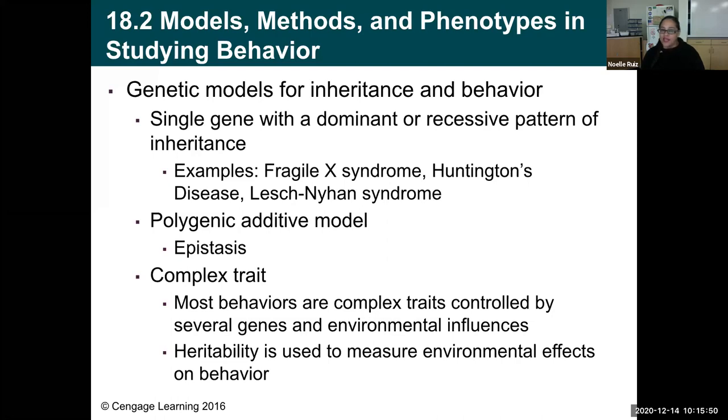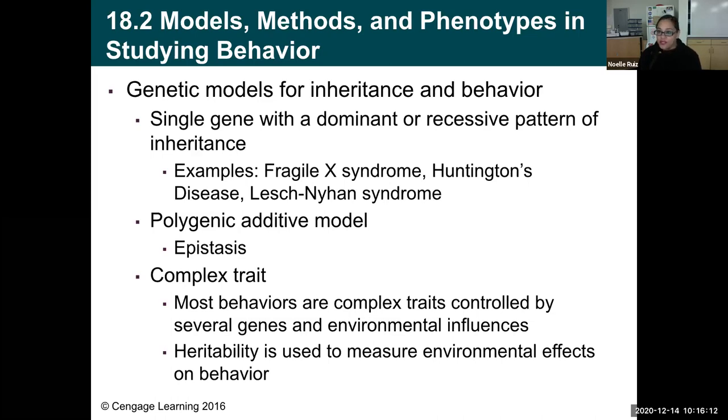There's the polygenic additive model. We talked about a polygenic trait is a trait that is controlled by more than one gene. Epistasis, we also talked about, if you have a certain phenotype, it will block the rest of the phenotypes from developing. That is part of the polygenic additive model.